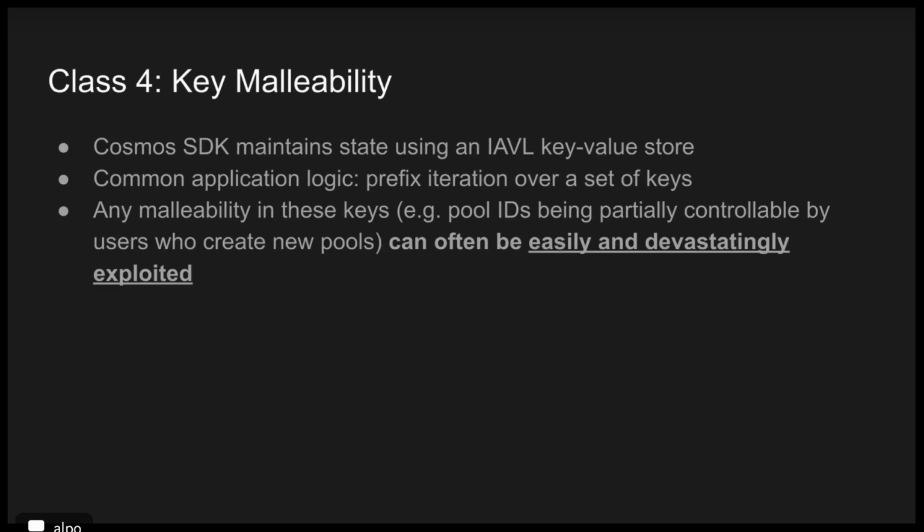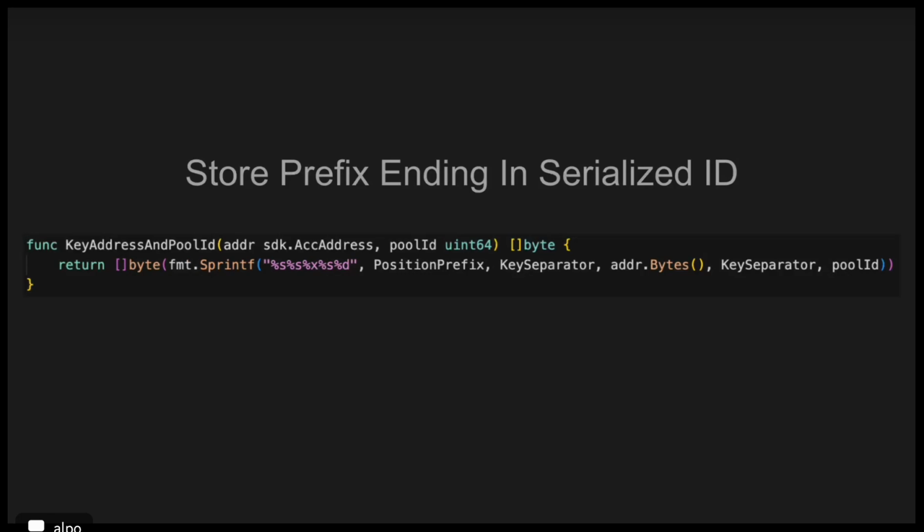When you're doing prefix iteration over these keys, there are a bunch of scenarios that lead to very difficult to test, but trivial fund-draining critical bugs that are really easy to fix. But again, these are foot guns, right? I'll give a specific example. If you have your store prefix ending in a serialized ID, like a pool ID here, you can imagine someone trying to iterate over, say, all pool IDs, or address and pool IDs.